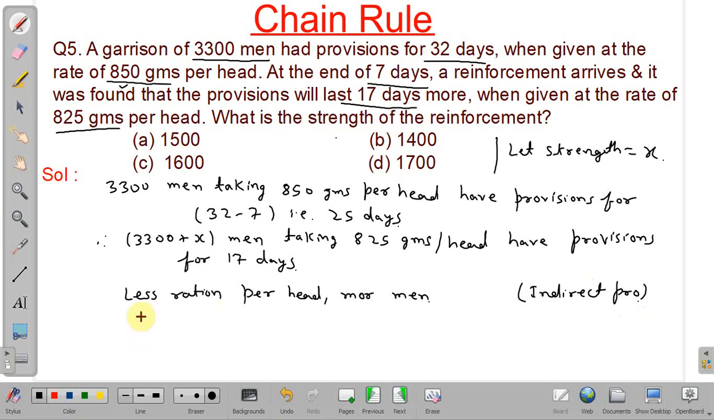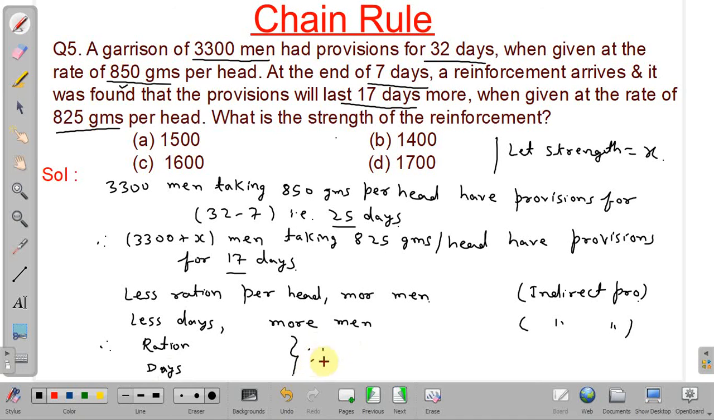Second one is less days. As in first case, it should have lasted for 25 days, but it lasts for only 17 days. So less days, more men. So it is also indirect proportion. Now we will write in form of proportion. So ration, and second one is number of days. Okay. Now both are in indirect proportion.